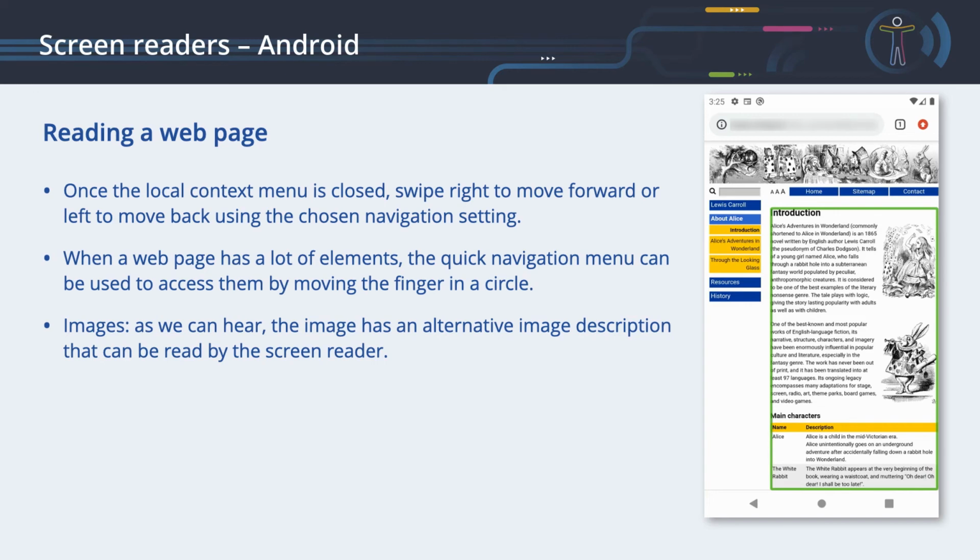When a web page has a lot of elements, the quick navigation menu can be used to access them by moving the finger in a circle. We want to navigate using the links of the web page.